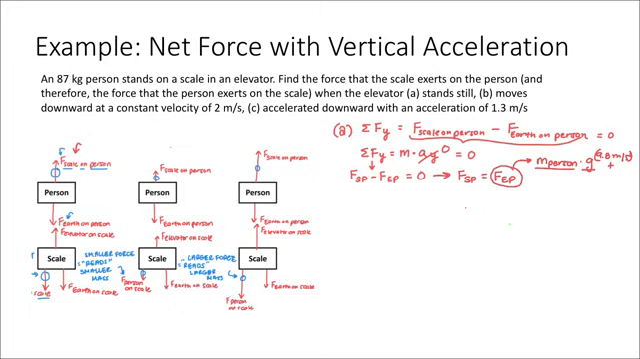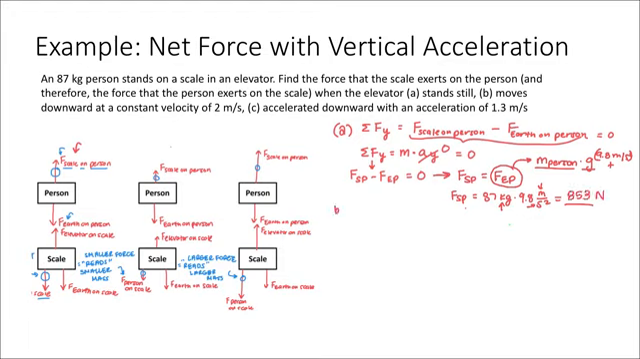So in this case, the force that the scale exerts on the person would be equal to the mass of the person, which was 87 kilograms, times 9.8 meters per second squared. And since I'm using kilograms, meters, and seconds, I know I'll get a Newton when I'm done, and that'll give me 853 newtons, rounding to the nearest Newton.